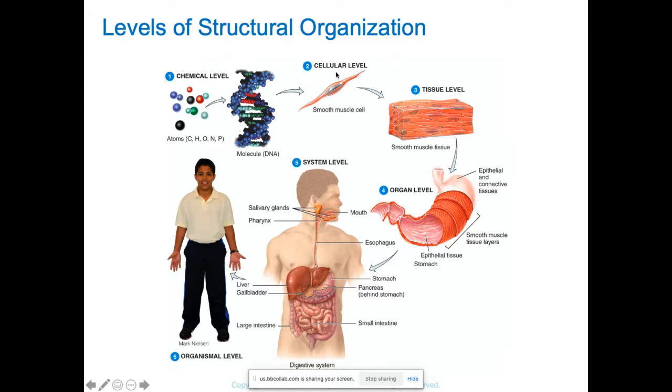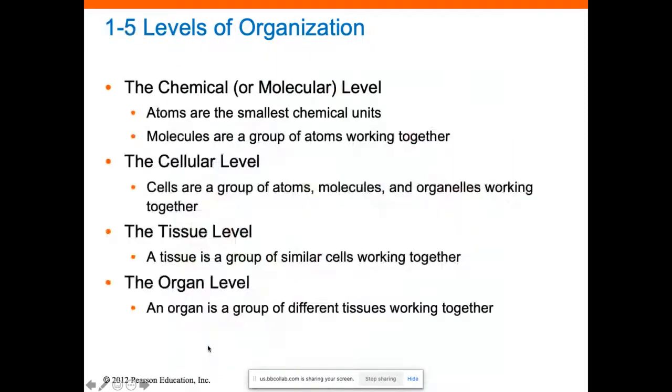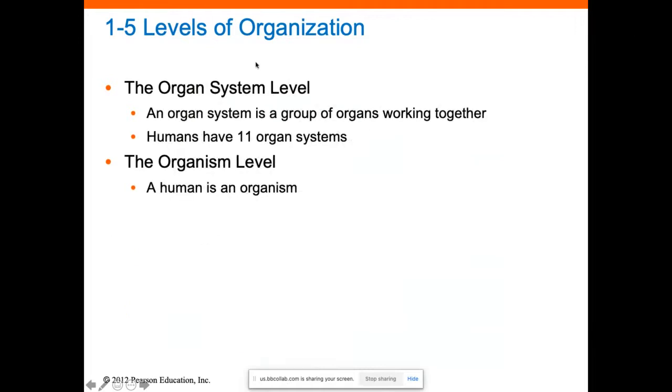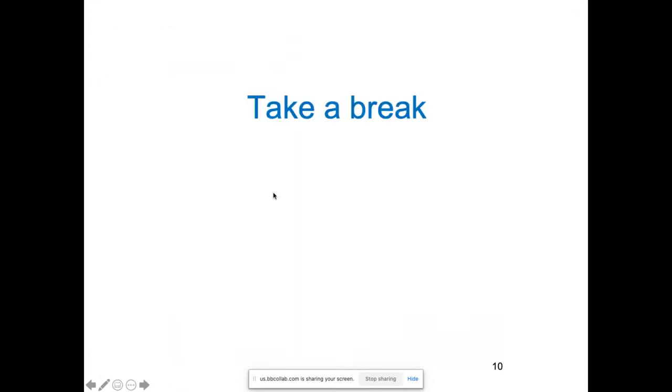So again, chemicals make up cells, cells make up tissues, tissues make up organs, organs come together to make up systems, and the systems make the organism. Again, chemicals to the cells, cells to tissues, tissues to organs, then organs to systems, and eventually all of the organ systems come together to make the crowning creation of all, the human organism.